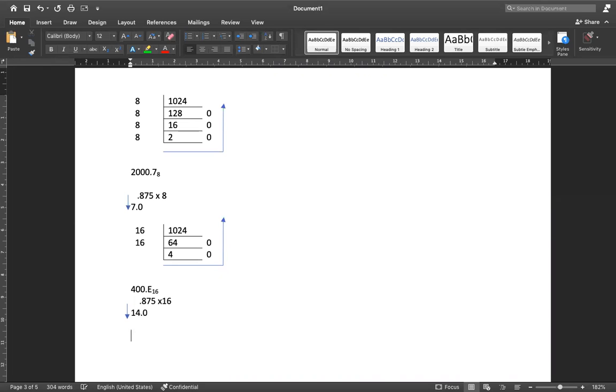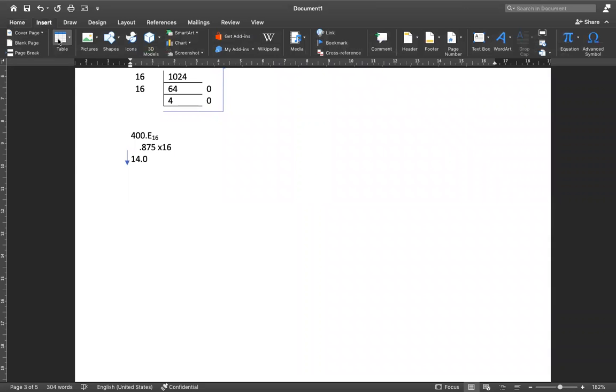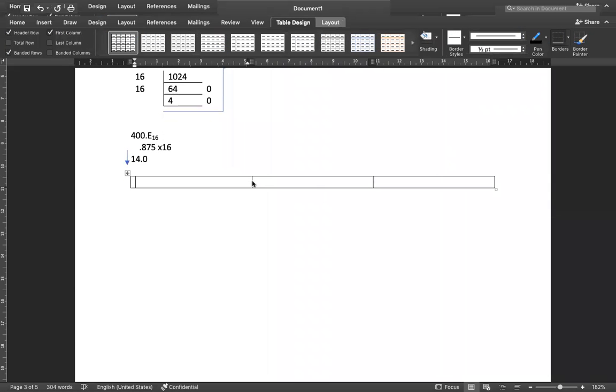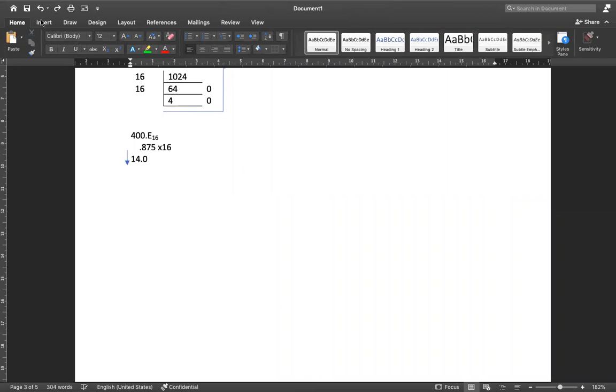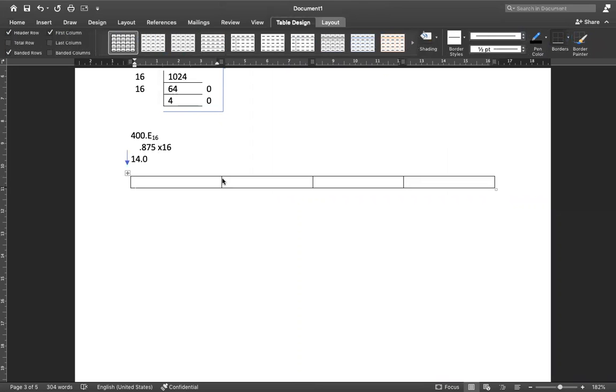So this is the easy method. First we have to learn the easy method as well. So we are going to prepare a table. For octal the table looks like this. You have four. Let me reduce the size.